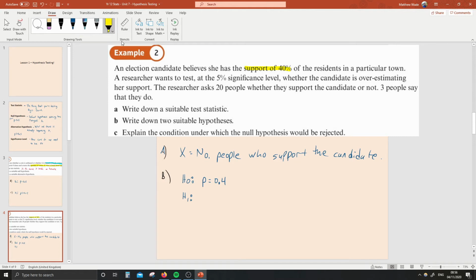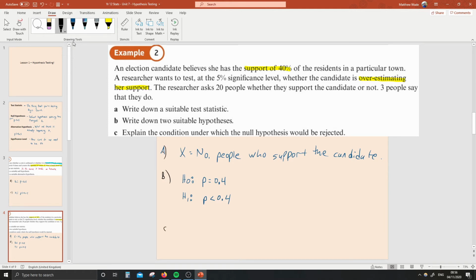Now, the alternate hypothesis is what we actually believe to be true in our hearts. So a researcher wants to test at the 5% significance level whether the candidate is overestimating her support. So we are like the reporter, and we are the researcher, and we think that it's not. We don't think that her support is at 0.4. What do we think? We think she's not as good as she thinks she is. So we think that it's less than 0.4, the reason being we think she's overestimating. So we think she hasn't got a 40% chance of success, but rather she has got less than a 40% chance of success. And boom, there's your two null and alternate hypotheses.